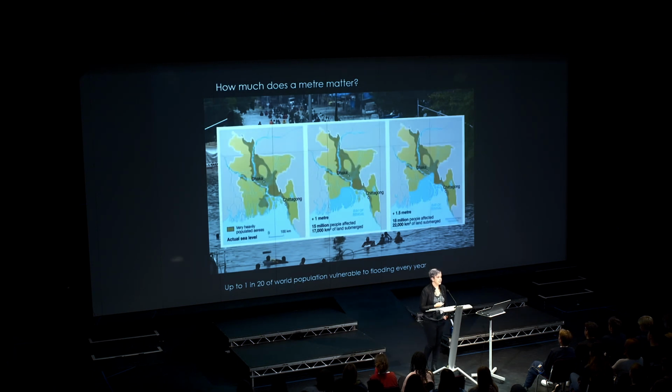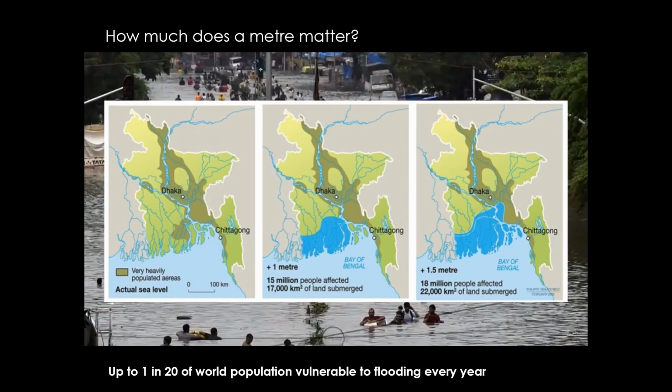So this is Bangladesh. And on the left-hand side, it shows a map of Bangladesh as it is today, and the green areas are where it's very heavily populated. Lots of people living there. But Bangladesh, you might know, is a very low-lying region. It's this kind of delta of various rivers, very close to sea level. Lots of people living all along those coasts, very, very close to sea level, already suffering lots of flooding at the moment.